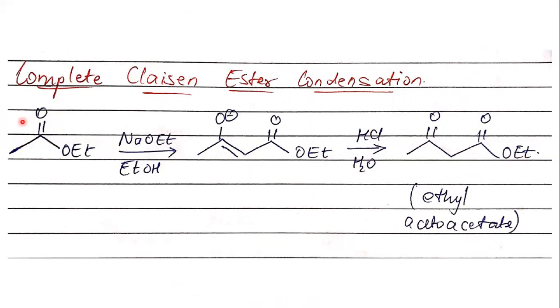You are starting with two molecules of ester. Because this is a self-condensation reaction, in the presence of sodium ethoxide and ethanol, you are going to form this reactive enolate. This reactive enolate is going to get protonated eventually, and you'll get your final product called ethyl acetoacetate.